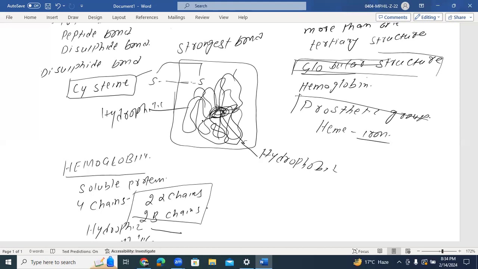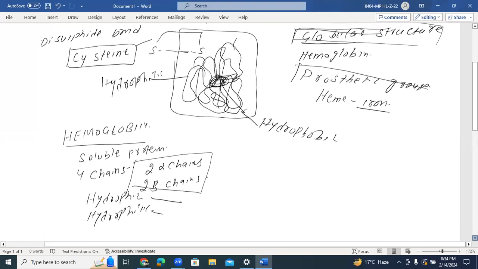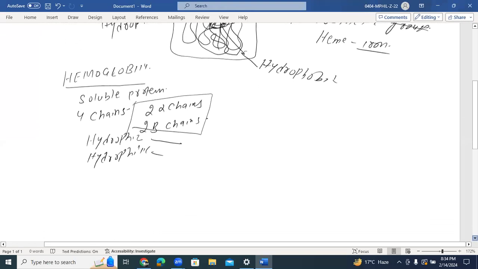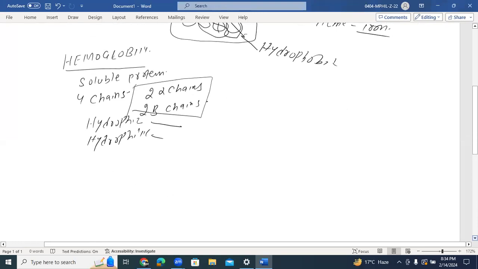So a mutation which causes one of the hydrophilic amino acids to be replaced by a hydrophobic amino acid, reducing its solubility, is responsible for a disease. We will study about this disease, and it may be asked of you. It's an important disease. Sometimes they may ask you separately, what is sickle cell anemia, or what is sickle cell?